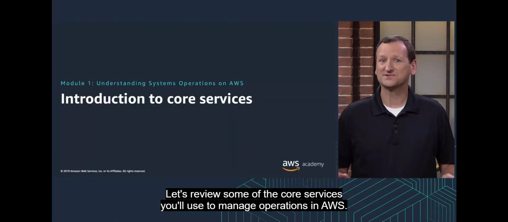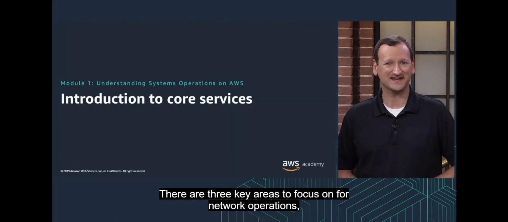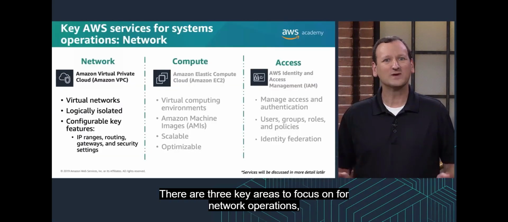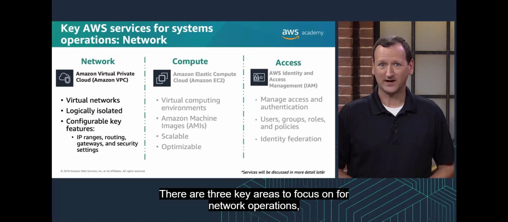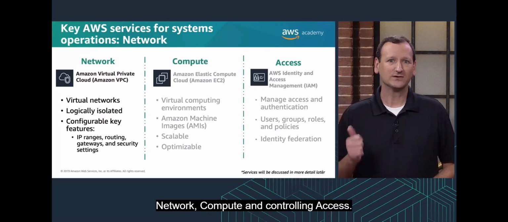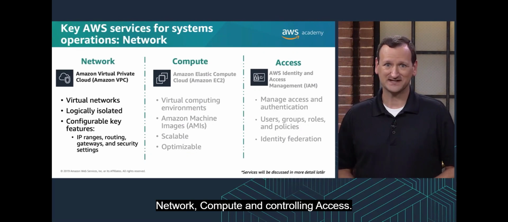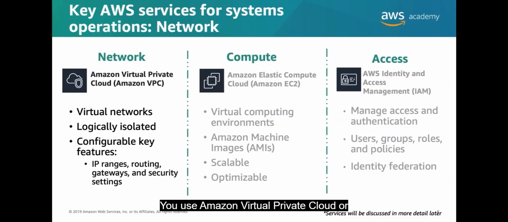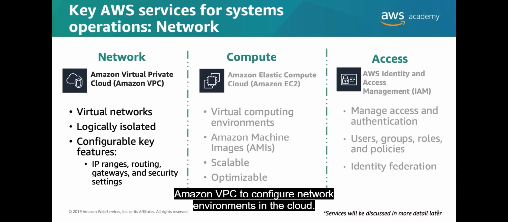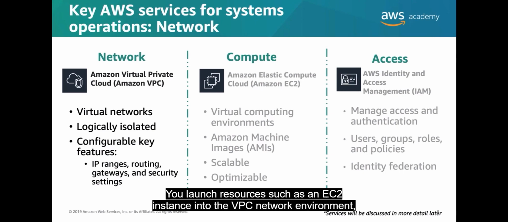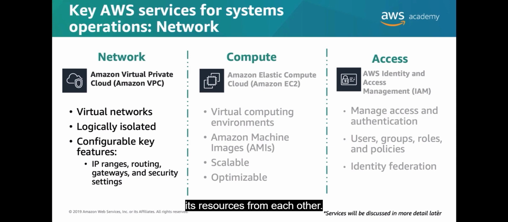Let's review some of the core services you'll use to manage operations in AWS. There are three key areas to focus on for network operations: network, compute, and controlling access. You use Amazon Virtual Private Cloud, or Amazon VPC, to configure network environments in the cloud. You launch resources, such as an EC2 instance, into the VPC network environment. The VPC provides greater control over the isolation of the environment and its resources from each other.